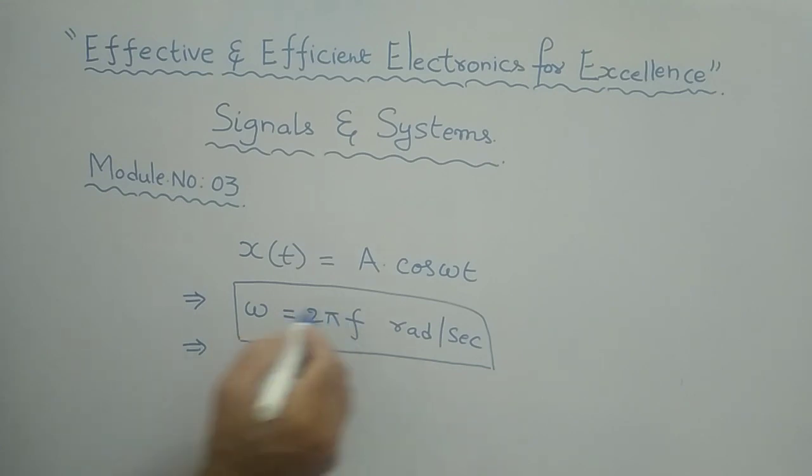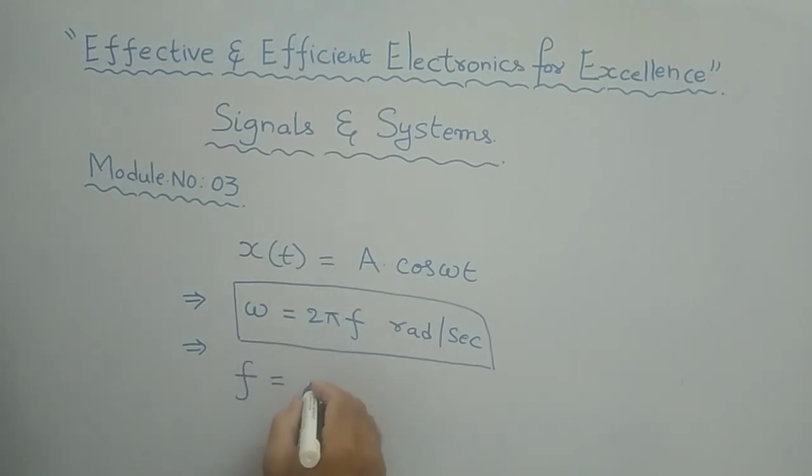And from here, what is f? f is the natural frequency or the normal frequency. f is equal to omega by 2 pi, and this is measured in hertz.